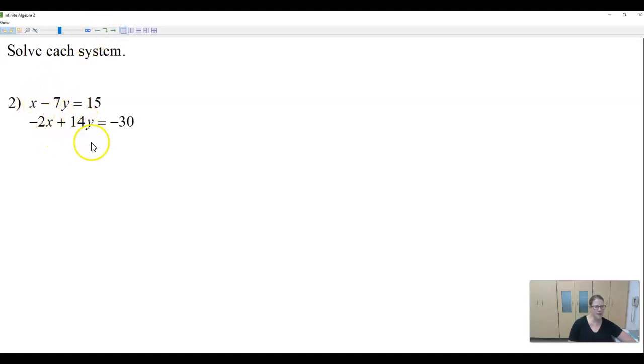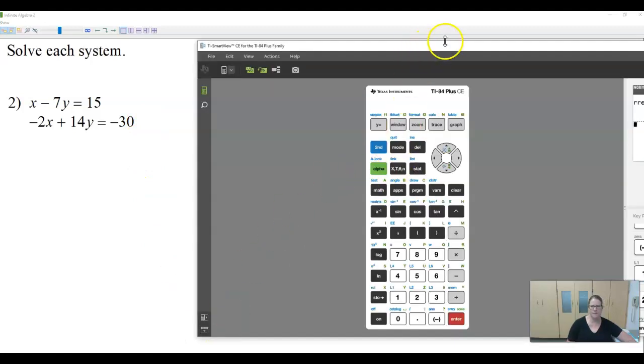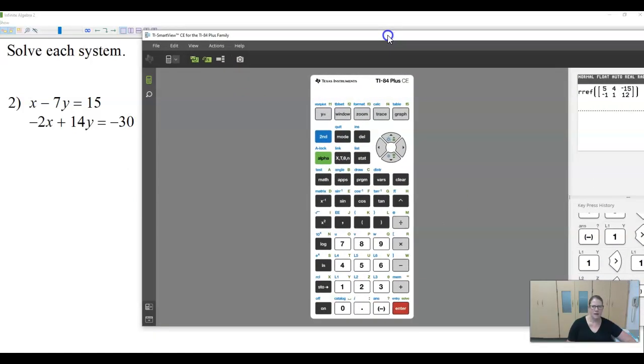So my equations are already in the proper form. I've got my x listed first, my y listed second, and then my equals some number. So I can go ahead and put these in my calculator. Let's just go through all the steps again because it will be good practice to remember how to do it.